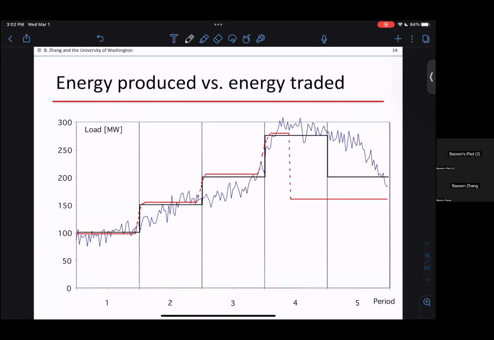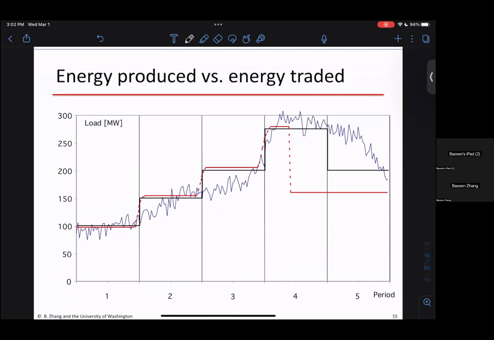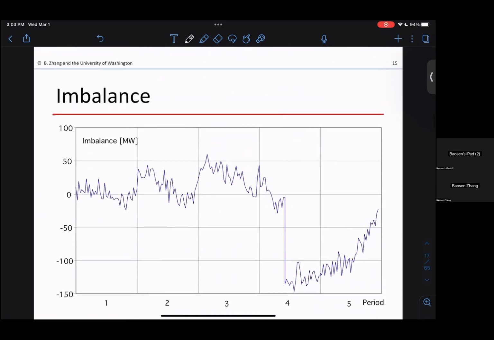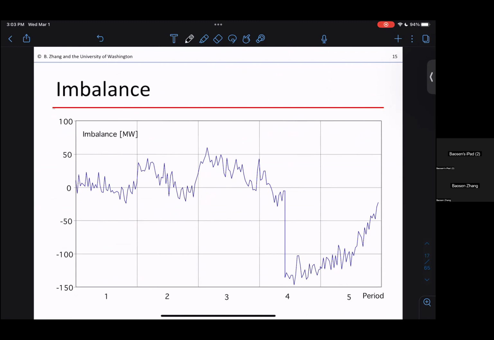And within an hour, a lot can happen. This is showing an example. Let's say here, what happens is you lose a generator. This is a typical fault, a generator loss. You lose a fairly sizable generator, and this whole thing comes down. This is the max you can generate. Then you see this imbalance as you observe this kind of behavior.